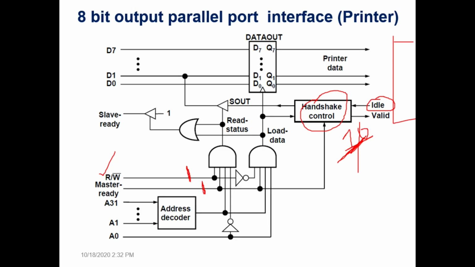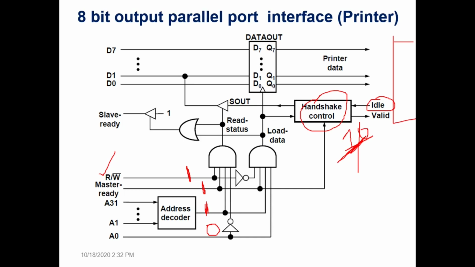Then the processor sends the address of this printer. If it is the actual address of the printer, then the address decoder output is 1, indicating to the interface that it is the address of our printer. And now again A0: the processor makes A0 as 0 if it wants to read the status, or if it wants to send the data to the interface circuit, it makes A0 as 1.